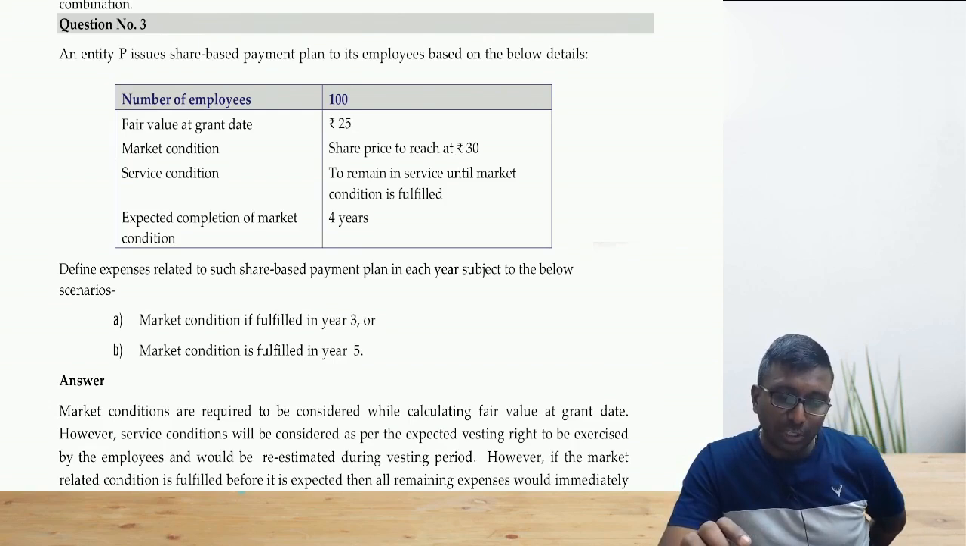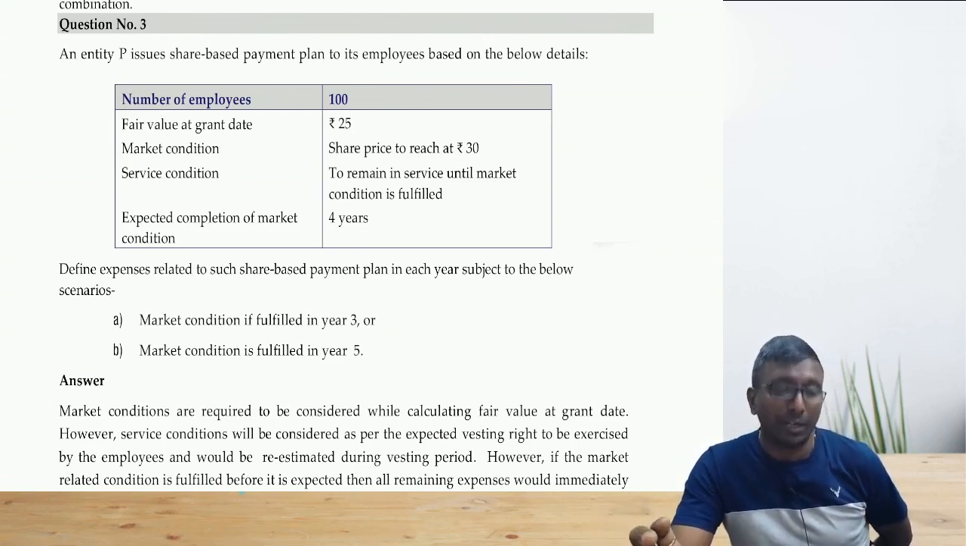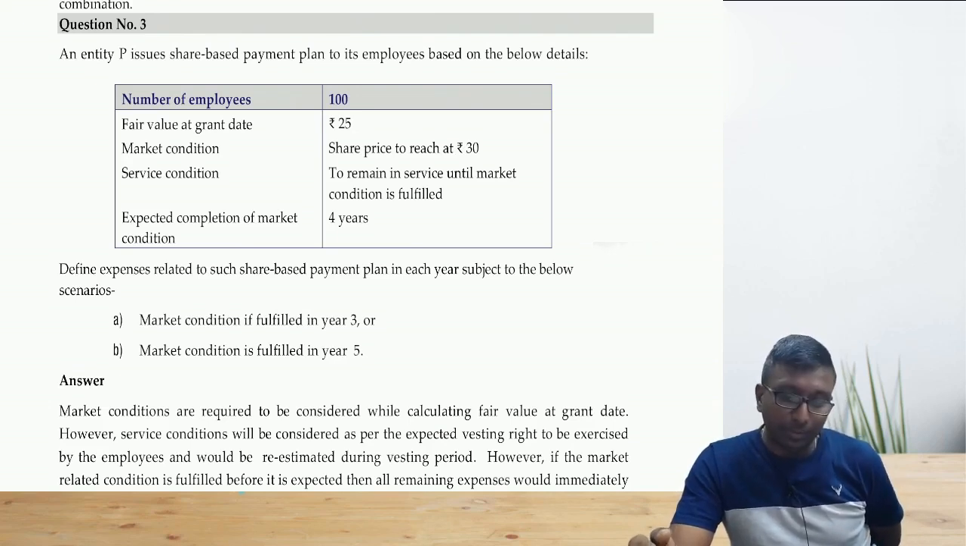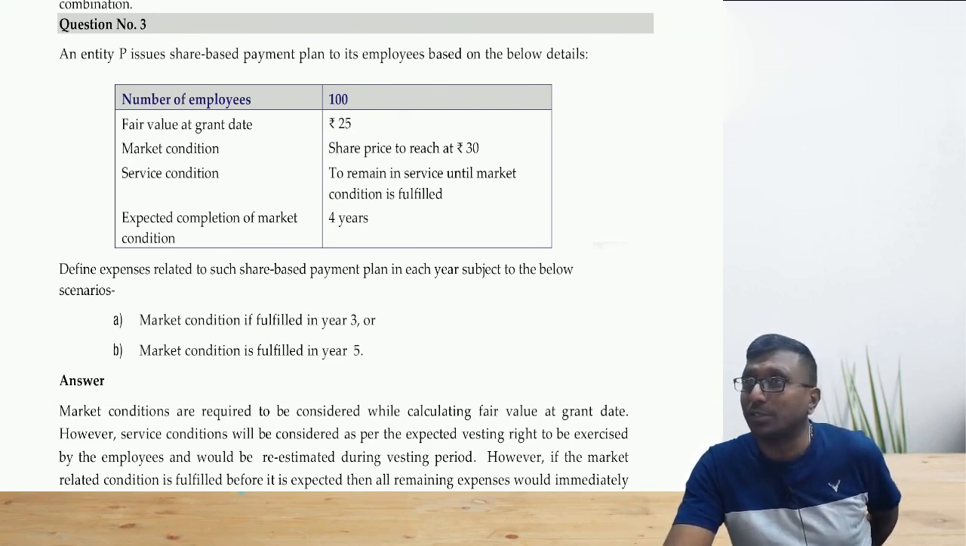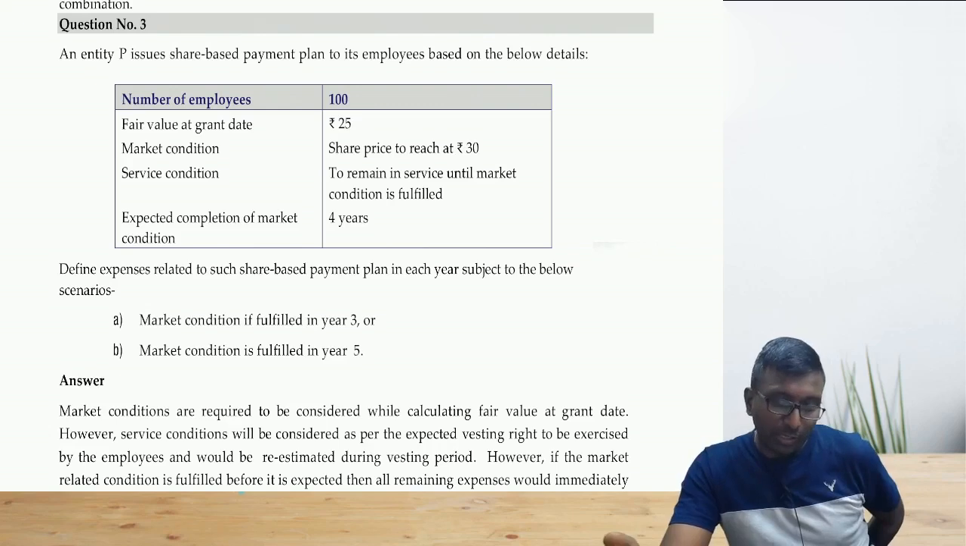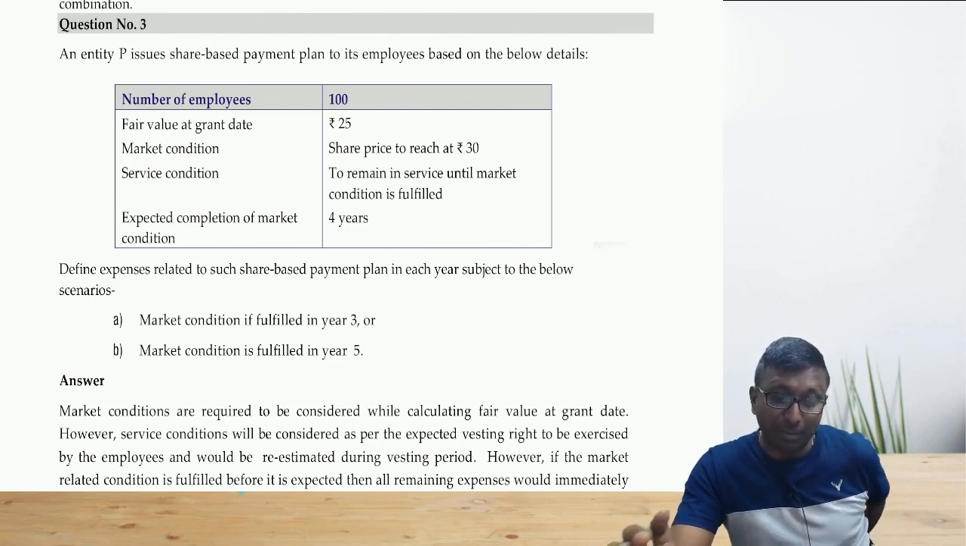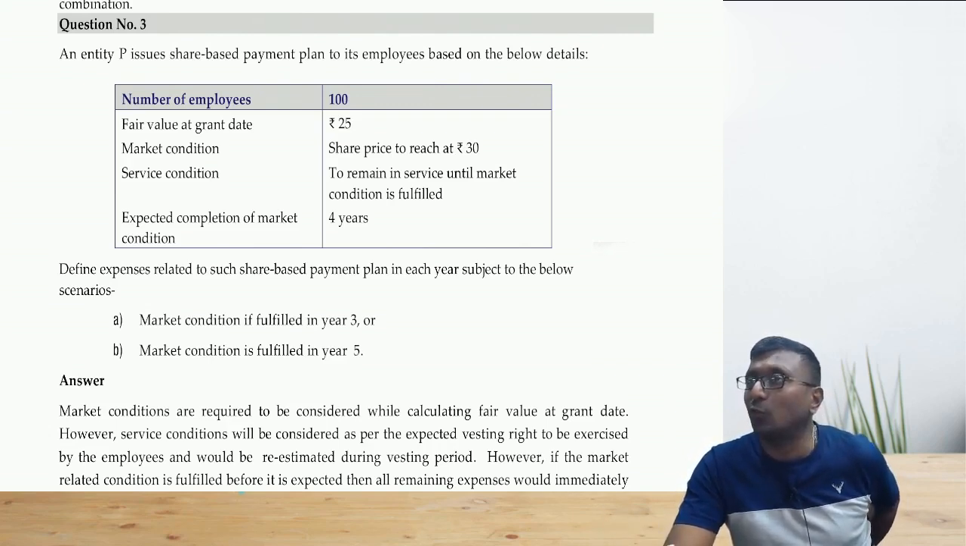Entity P issues a share-based payment plan to employees based on the below details. Number of employees is 100. Fair value of the share on the grant date is equal to 25. Market condition: share price to reach 30 rupees. Service condition is you have to be in service until the condition is fulfilled. Expected completion of the market condition is 4 years. First of all, is it a market condition or not? Correct, it is a market condition.